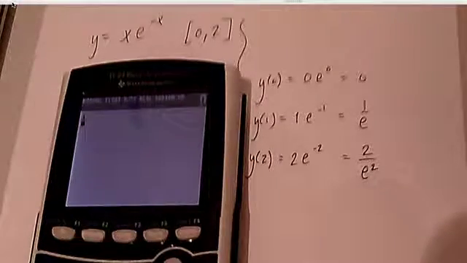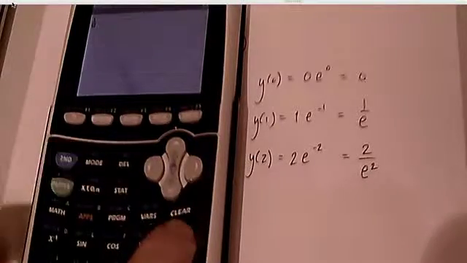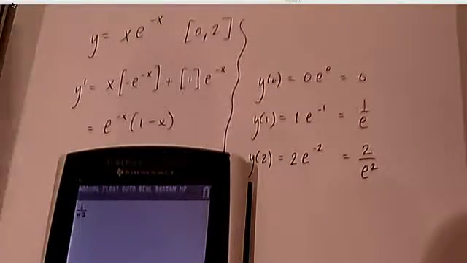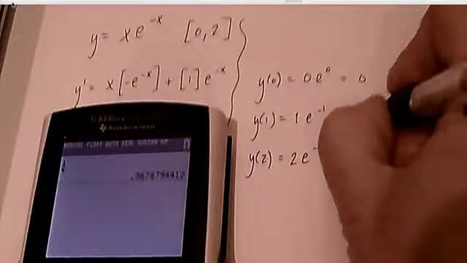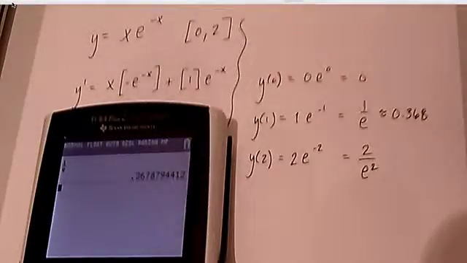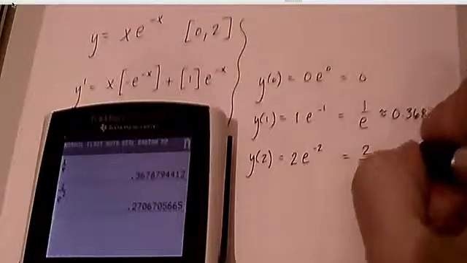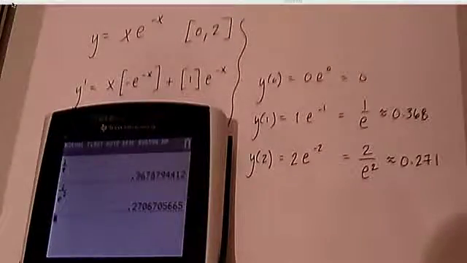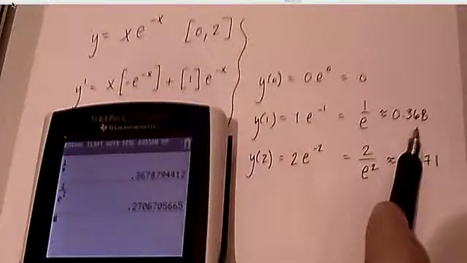So 1, and of course the e that doesn't require an exponent, that doesn't have a caret, is over here underneath the clear button. So second, that gives you, oh no, that's actually pi. It's actually the division symbol, sorry. So second, and then the division symbol, and we get 1 over e, and that's going to be equal to 0.368. And then we can get 2 over e squared, and that's going to be approximately 0.271.